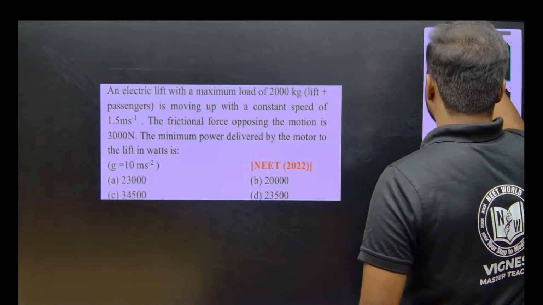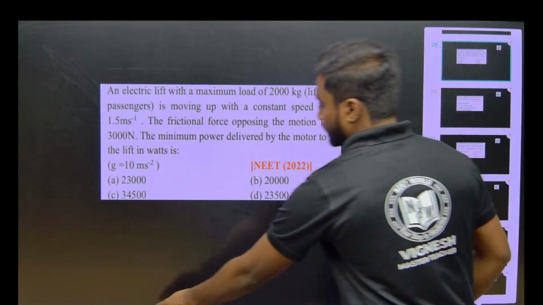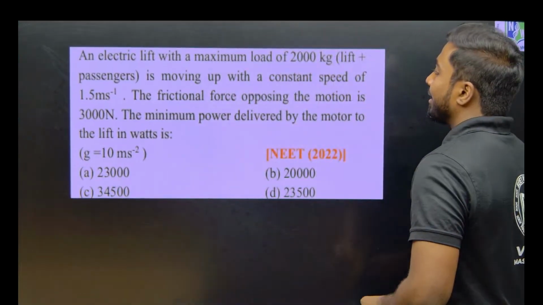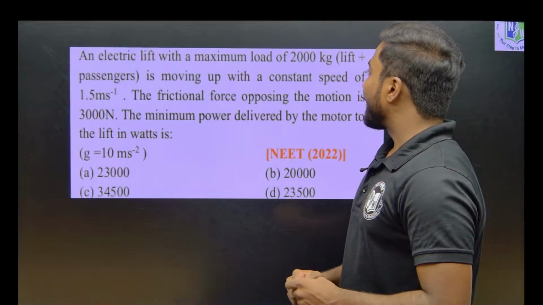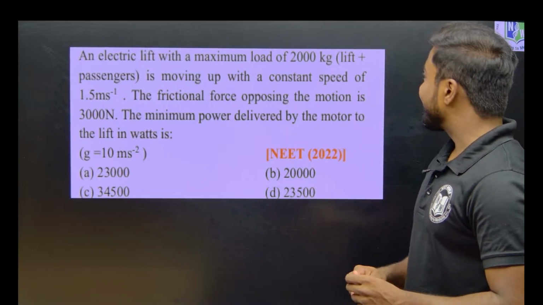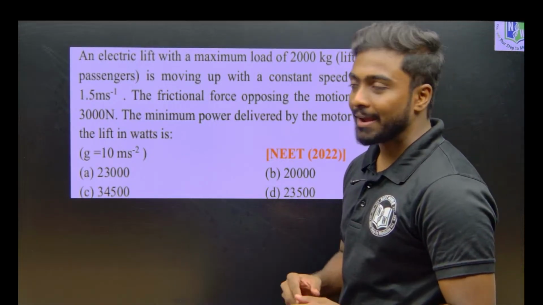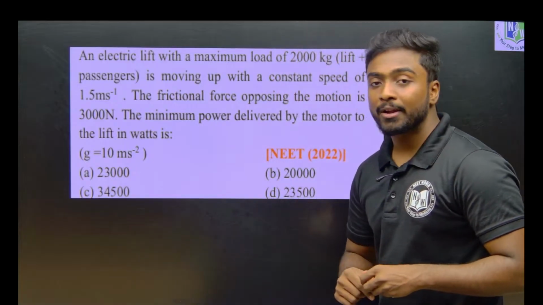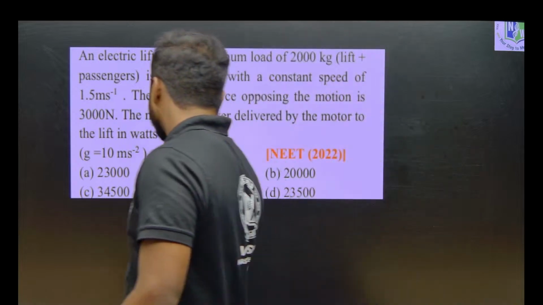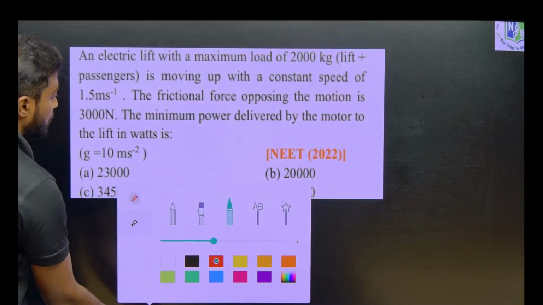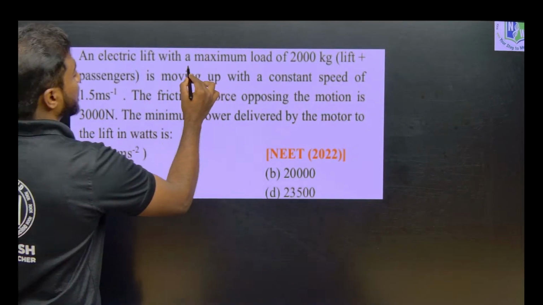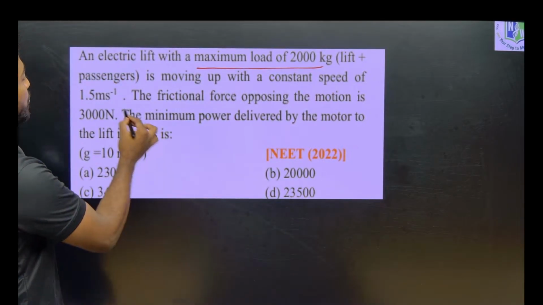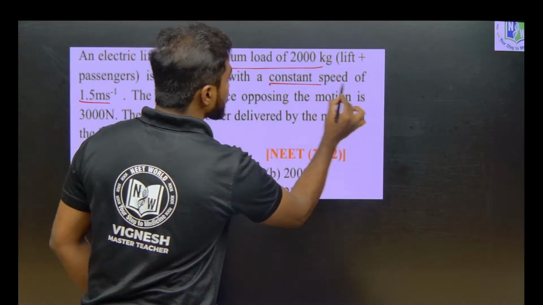Yeah. The next question is, an electric lift with a maximum load of 2000 kg, that is lift plus passenger, they are saying, is moving up with a constant speed of 1.5 meter per second. What are the given things? First I will write it here. Maximum load is given as 2000 kg, okay, and it's moving with constant speed.